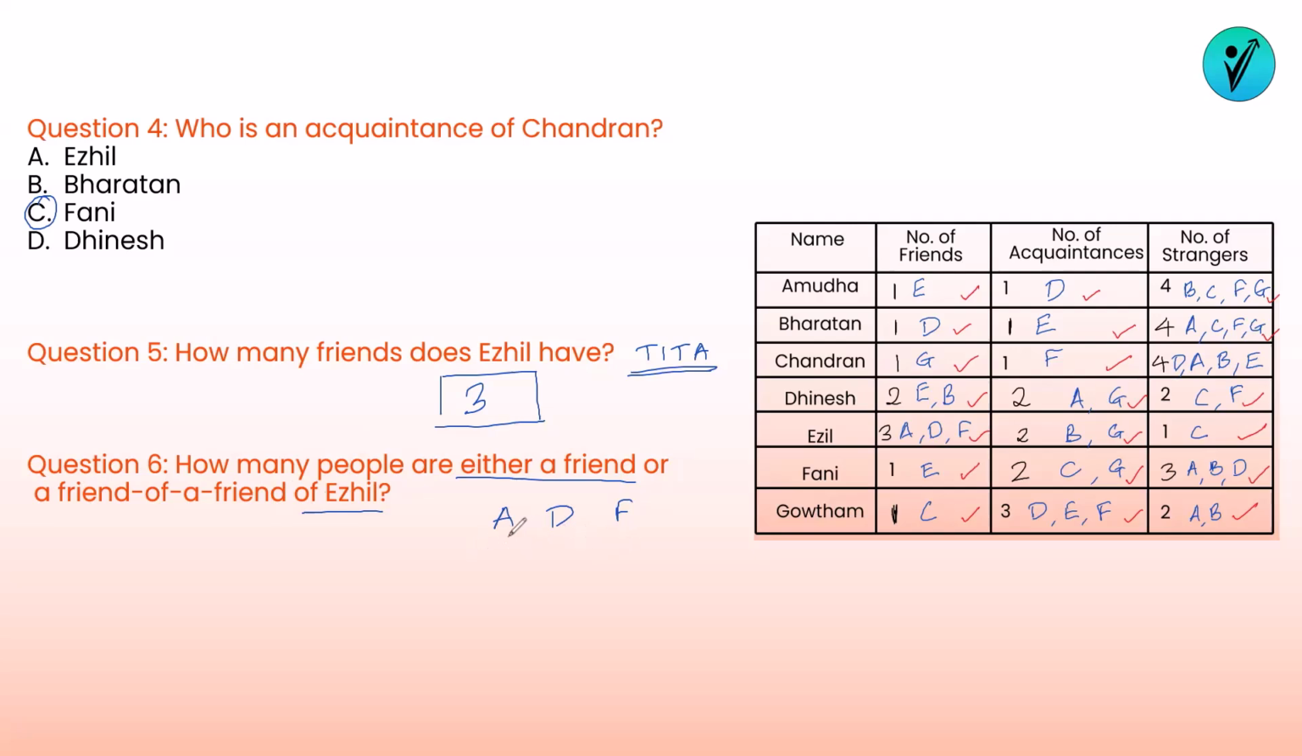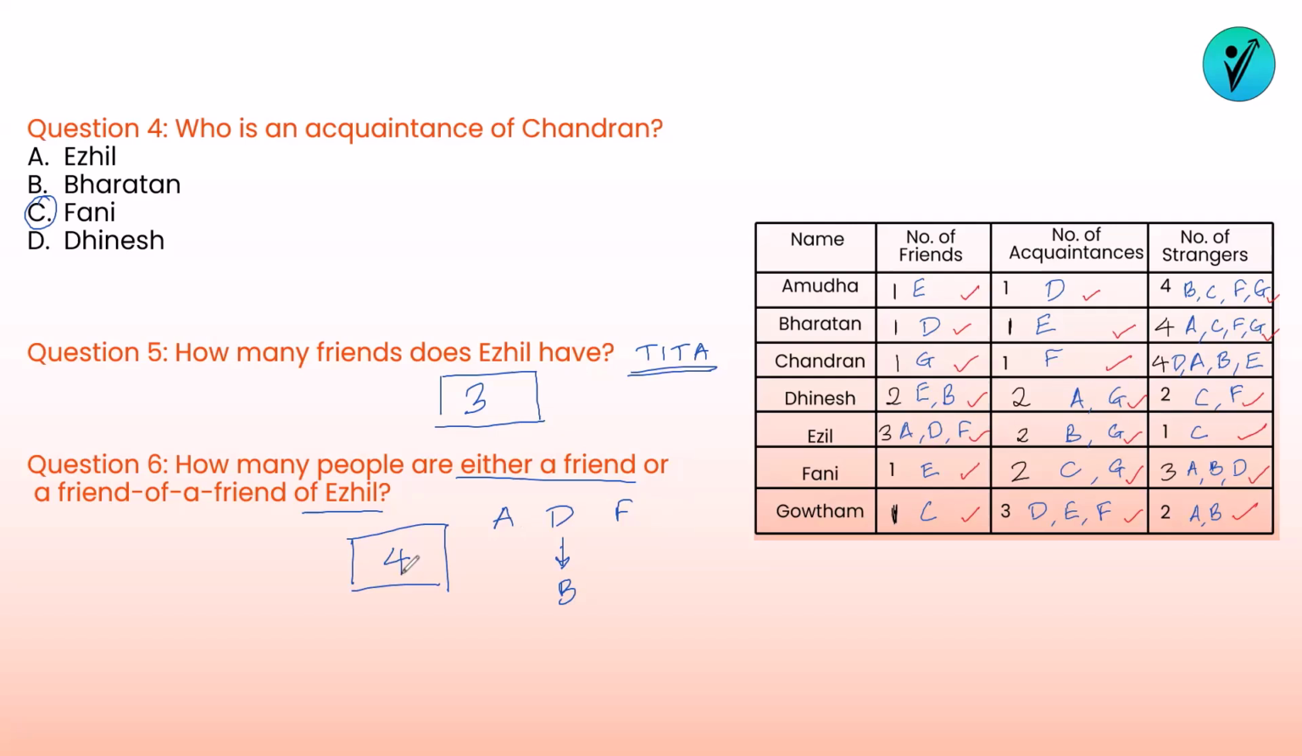Who is A's friend? A's friend is E alone. Right, so we're not considering E because the question is about E. D, these friends are E and B. So E is a common person. D has one more friend, B. Okay, and F. F has E as the only friend. So the answer here will be A, D, F, and B. That means the answer to fill into the box will be 4 friends.